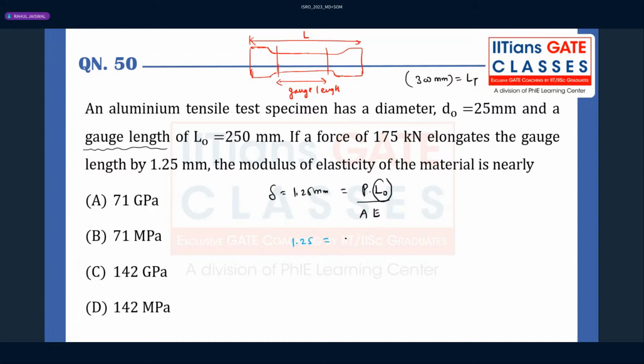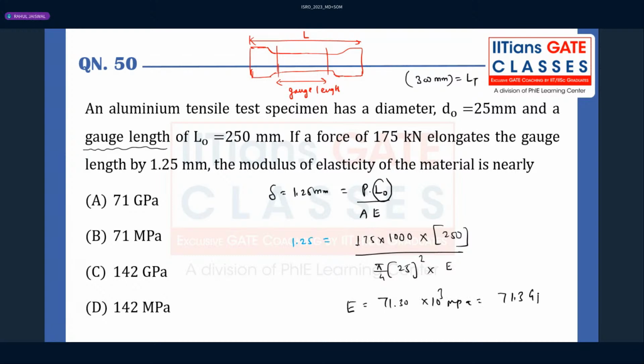So 1.25, the load is acting, what? The force of 175 Newton. Gauge length is what? 250. Area is what? Pi by 4, 25 square. Young's modulus is what we have to calculate. From here, you can calculate Young's modulus. You will be getting approximately 71 point. Check it out. 71.30 something, you will get into 10 power 3 megapascal. That means you can write 71.3 gigapascal. A is correct.